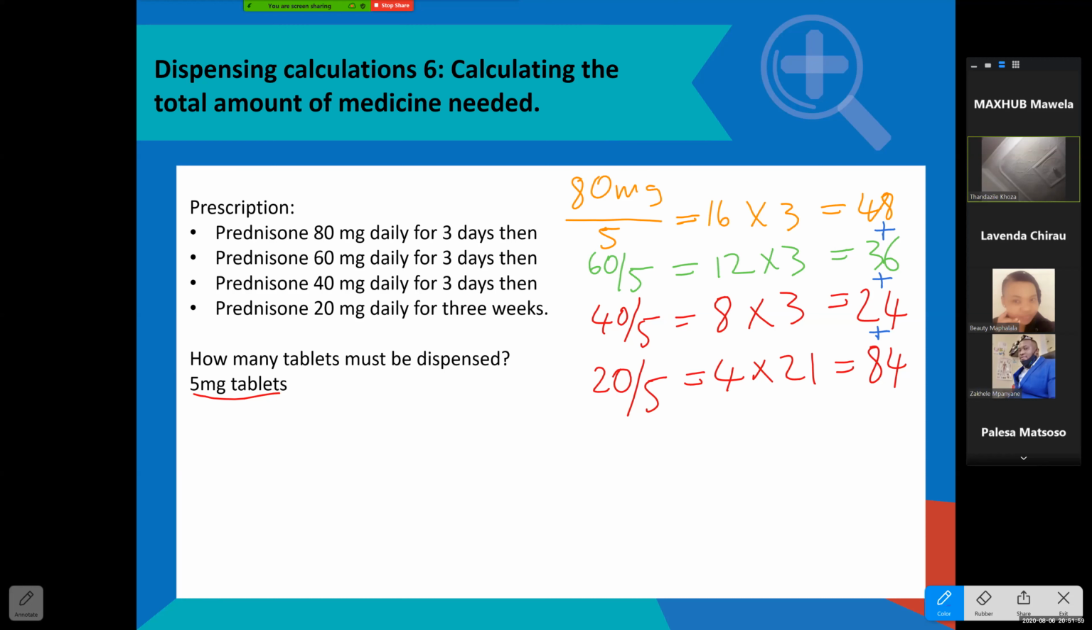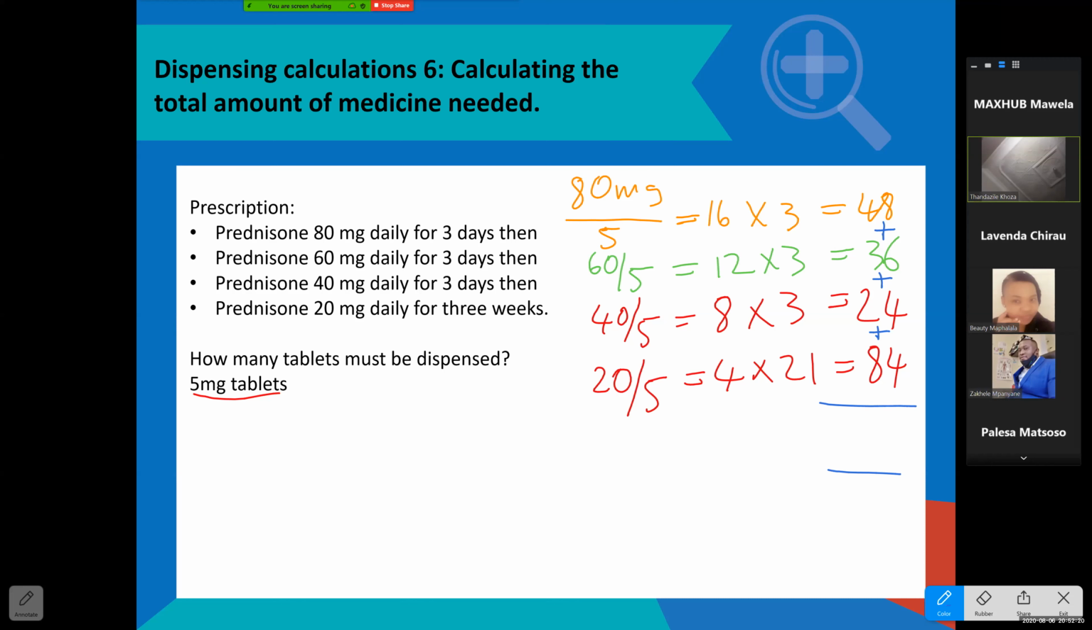Okay. I'm hoping you guys can see what we are doing, because I see some guys are having a challenge. Are you all able to see my screen? Yes, we are.